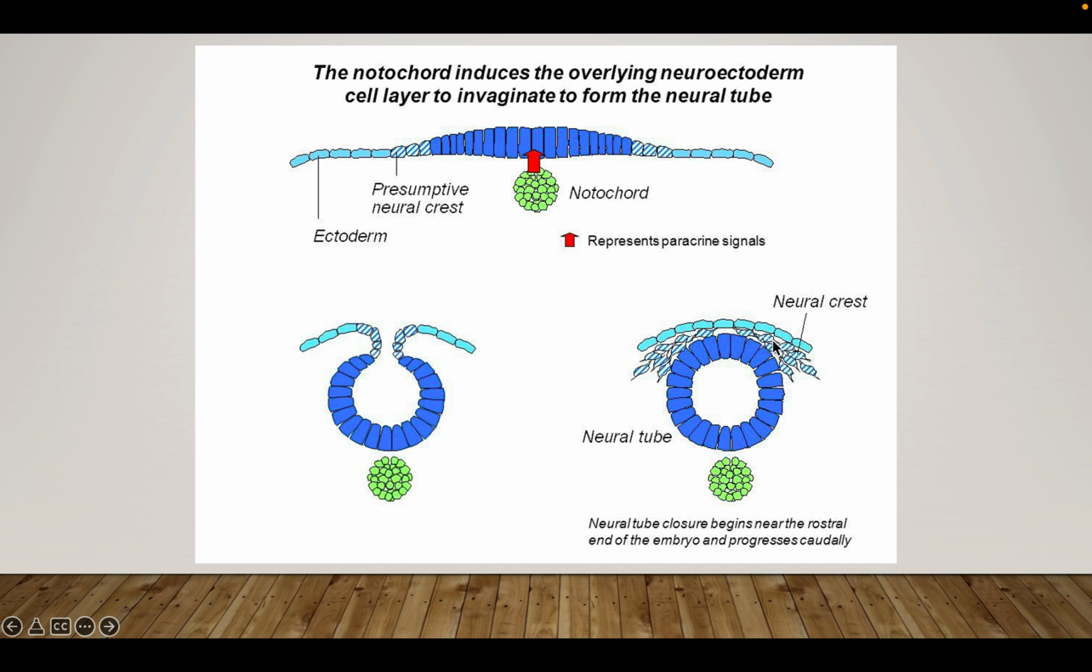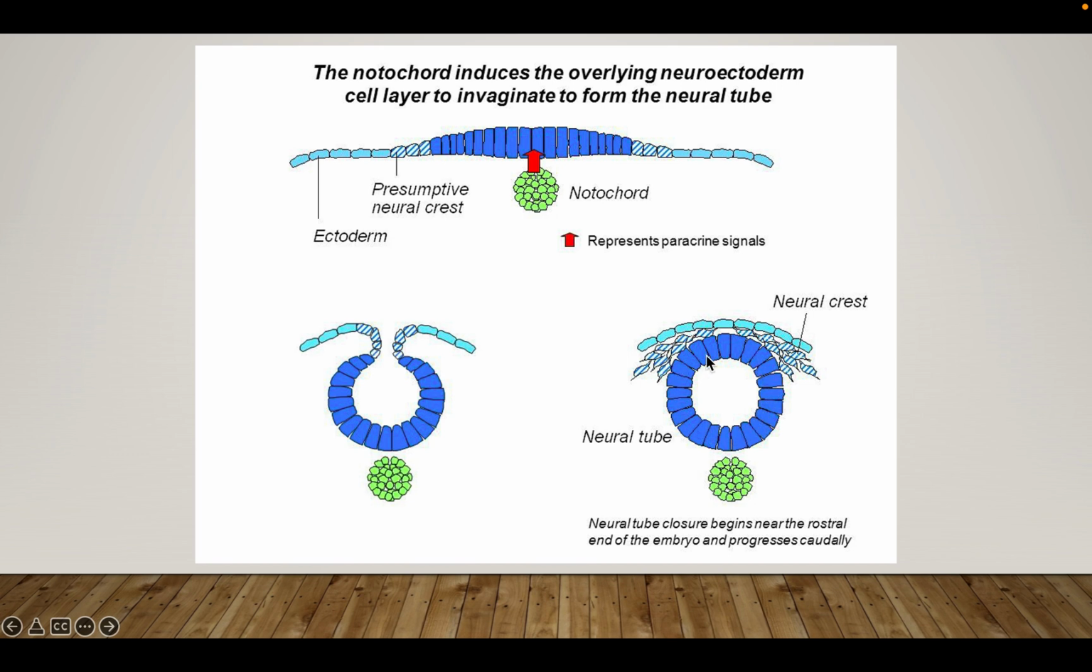But what we have here is now we have this overlying layer of ectoderm. We have these cells that we'll call our neural crest cells that will develop into and differentiate into our dorsal root ganglion of our peripheral nervous system, so a lot of our sensory cells. And then we have this neural tube.